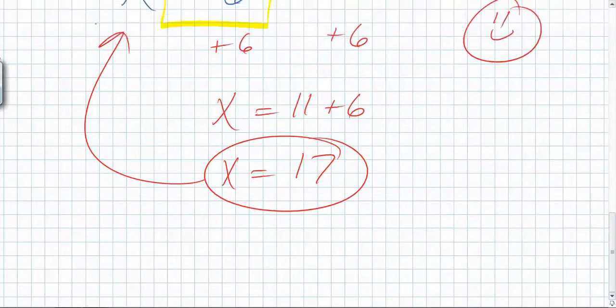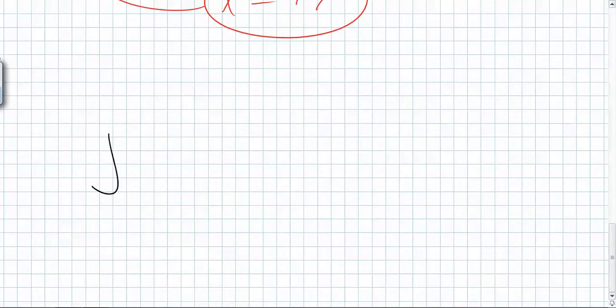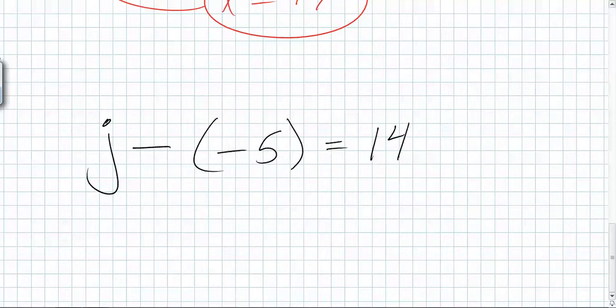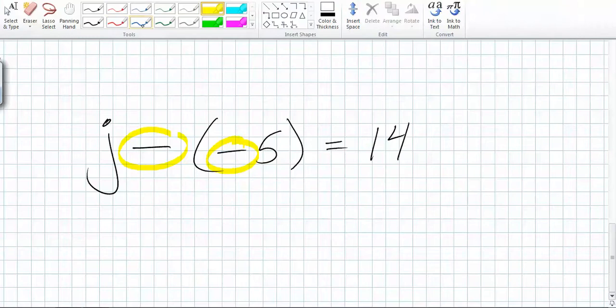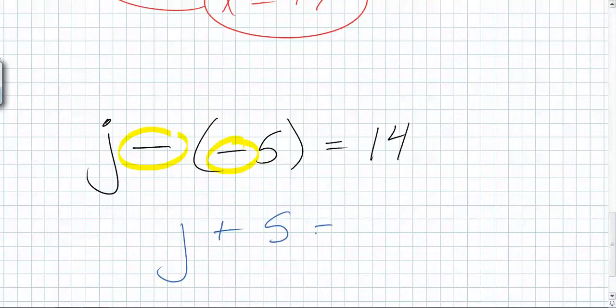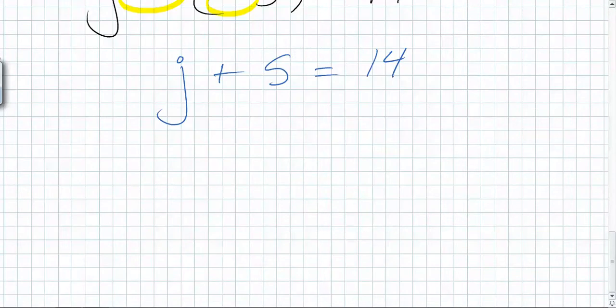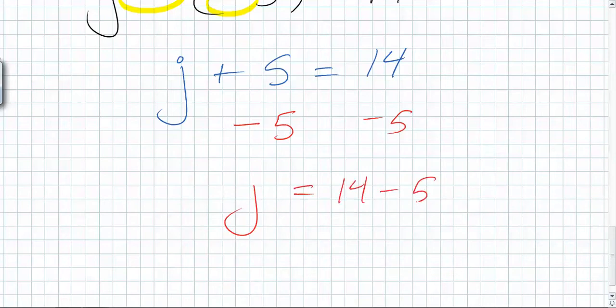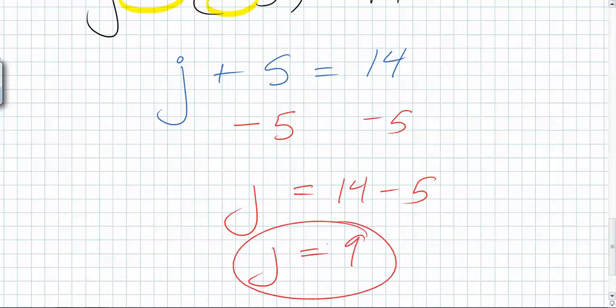Things can get a little more complicated with double negative signs. For example, j minus negative 5 might equal, let's say, 14. In this case, you'd want to simplify first. Subtracting a negative is the same thing as adding a positive. So now we have j plus 5 is equal to 14. We're trying to isolate j, so we need to get rid of the 5. The inverse operation to addition is subtraction, so we're going to subtract 5 and end up with j equals 14 minus 5, so j is going to equal 9.